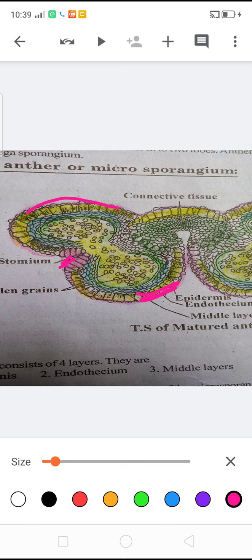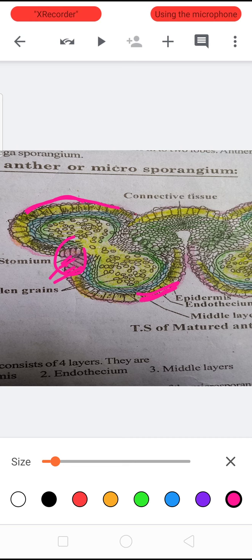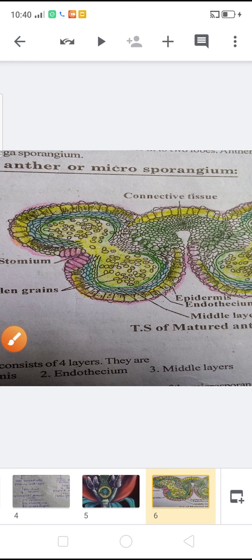The epidermis is the outermost layer, 1 cell thick, without any intercellular spaces. It is covered by a thick cuticle layer. It is a protective layer. The epidermal cells in a mature anther become stretched and much flattened. Some of the epidermal cells are large in size. These are stomium cells. The stomium helps in the dehiscence of anther. This is about epidermis.